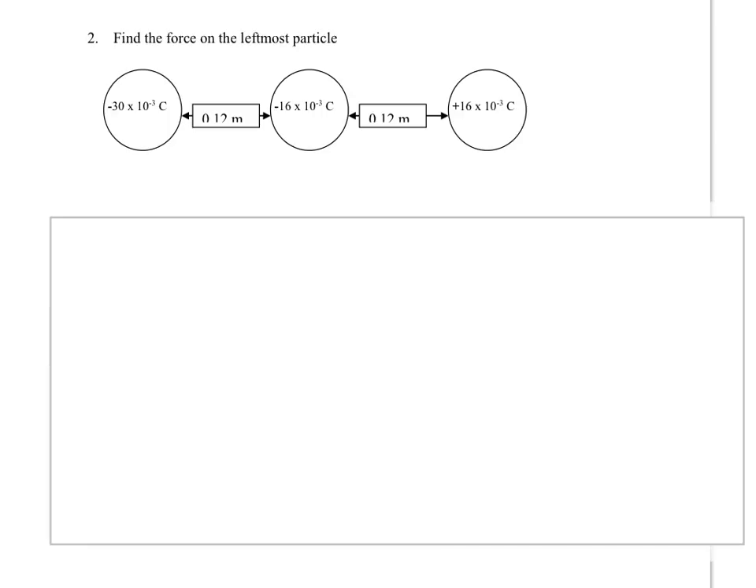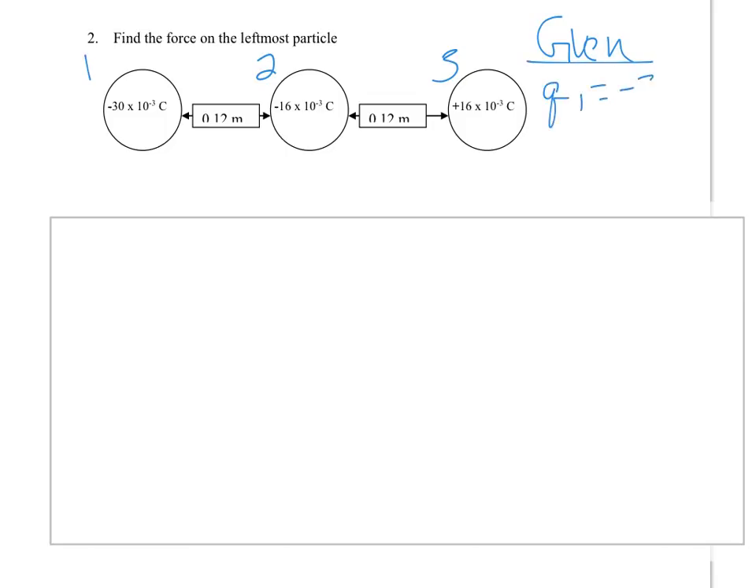It says find the force on the leftmost particle. I'm going to start by just labeling these 1, 2, and 3. So I'll call 1, 2, 3. It doesn't matter what charge you call what force. It's arbitrary at that point. And let's list what we know. So our given information, and this is all coming from the picture.